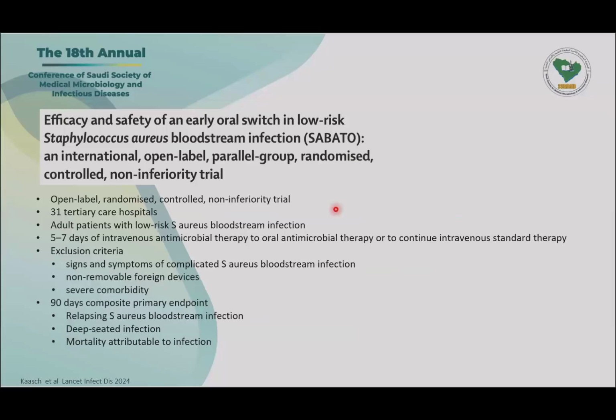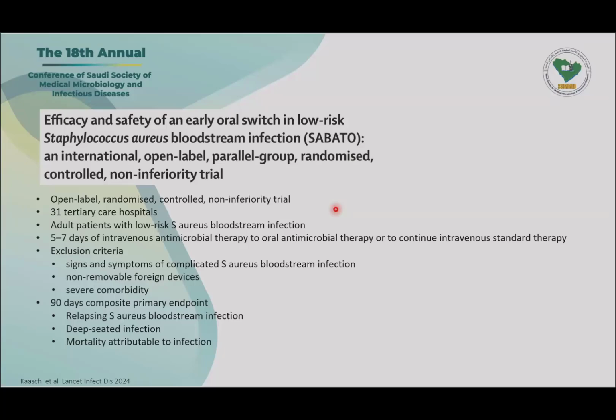The next study I'm going to discuss, and this is the last trial, is the SABATO trial, the efficacy and safety of oral switch. Probably you heard about this study published in Lancet Infectious Diseases earlier this year. Oral switch of patients with a Staphylococcus aureus bloodstream infection. This was an open label non-inferiority trial, a multi-center study. And I think this is an important point: they included patients with a low risk Staph aureus bloodstream infection.